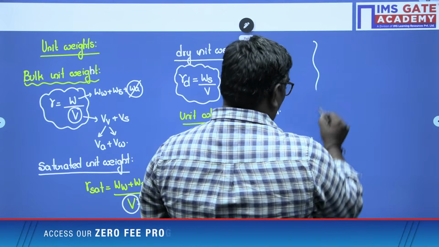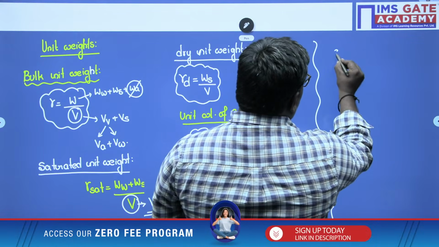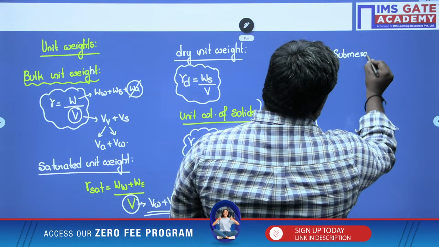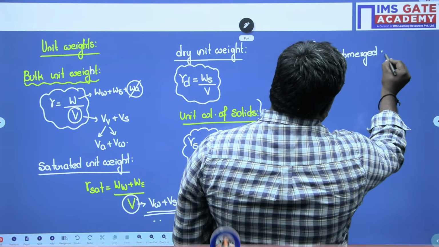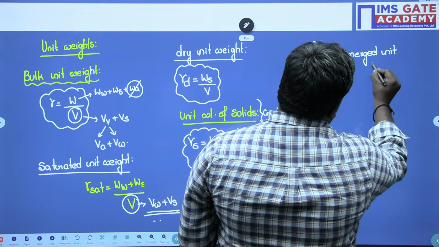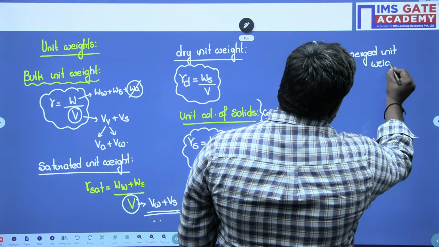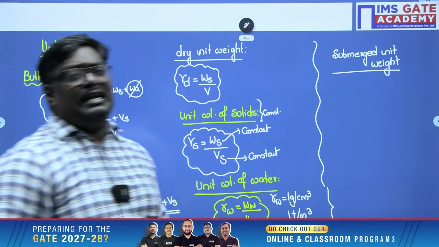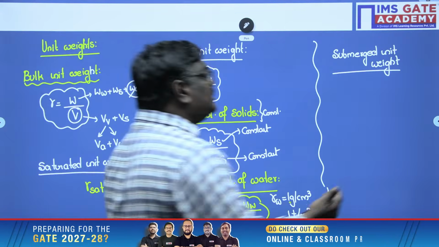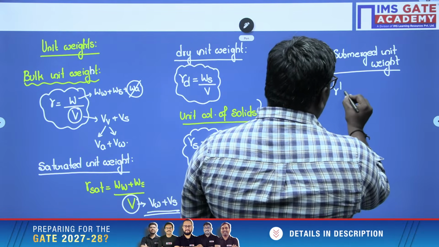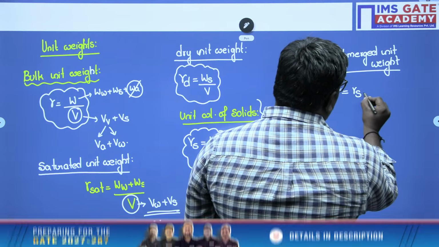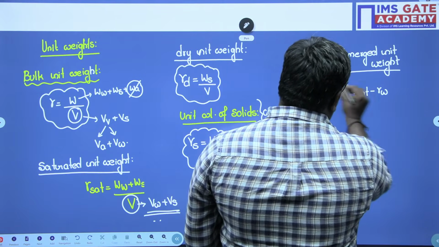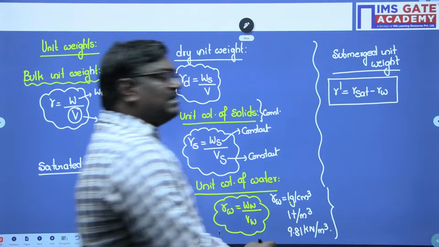Similarly, we have submerged unit weight. Sir, the difference between saturated unit weight and submerged unit weight you should understand. If the voids are completely filled with water, then it is saturated. Submerged means it is completely immersed in water and there will be a buoyancy force here. So here gamma dash can be taken as gamma sat minus gamma W.